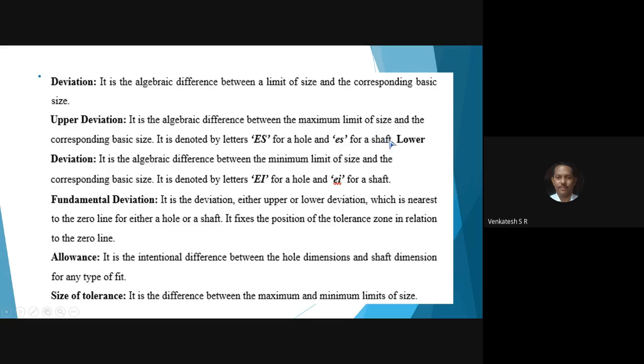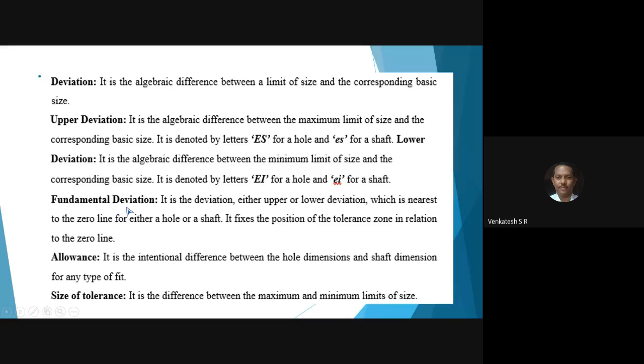In the same way, lower deviation is EI for hole and ei for shaft. You understand where you have to consider upper deviation and lower deviation while calculating the limits for the shaft and hole while solving the problem.